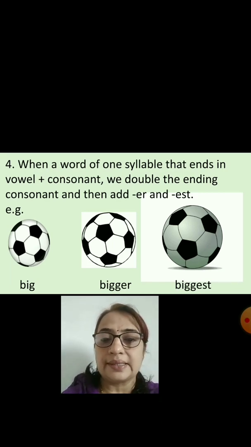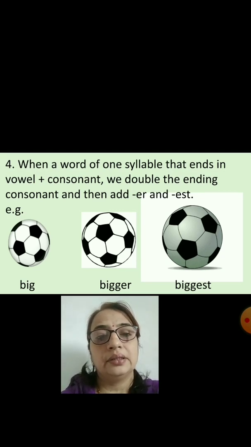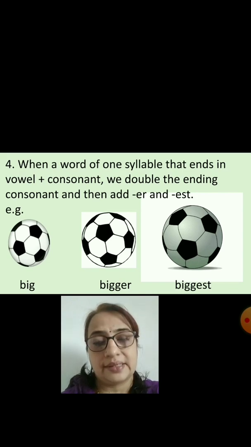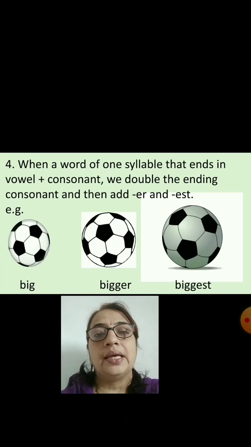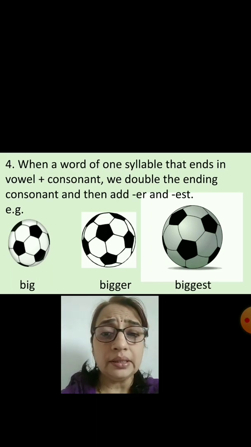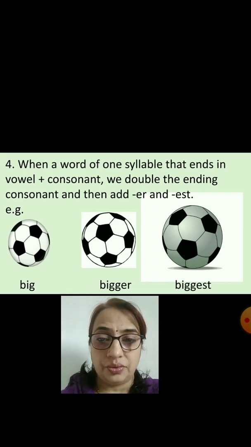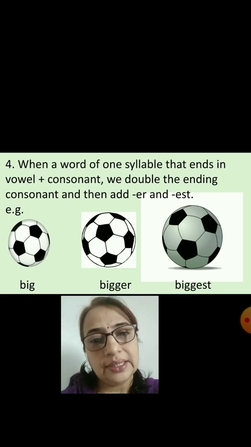See, here we are comparing the size of the ball. In the first picture, the ball is big. In the second picture, it is bigger. And the third picture, the ball is biggest. And as per rule, what the rule says, if a word of one syllable ends in vowel and consonant. Now the spelling BIG. Now this word is having vowel and consonant at the end of the spelling. I is a vowel, G is a consonant. So in that case, what we have to do? We have to double the ending consonant.